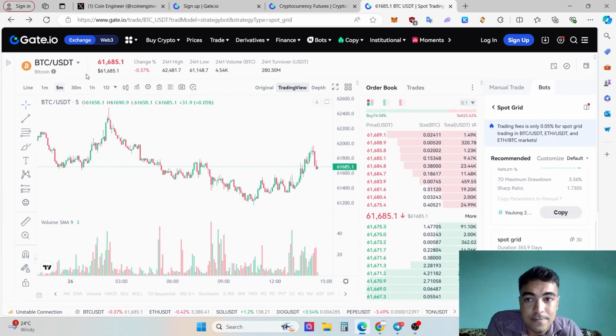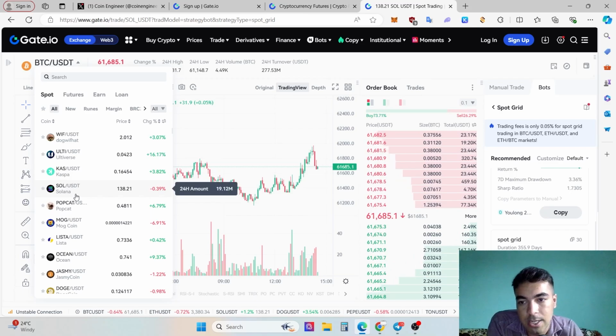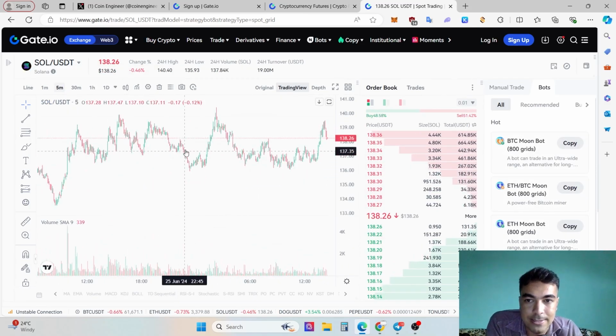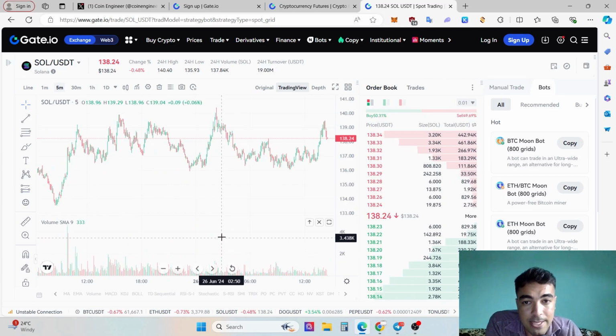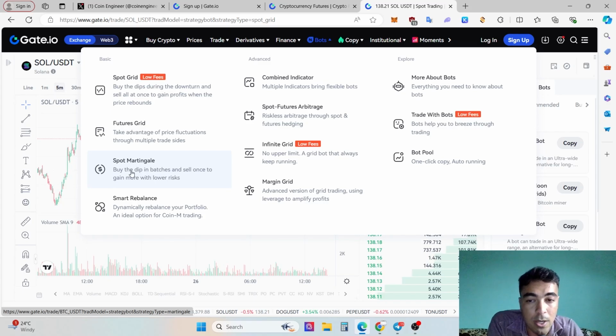And sure, you can change your own tokens from Solana to Popcat, Malcoin, Lista, etc. The interface is the same as the perpetual spot grid side, and also the spot side. Futures grid is the same, spot martingale. If you want to buy the dip, find the dip in the batch, or sell at some high points with lower risk, you can absolutely use spot martingale.